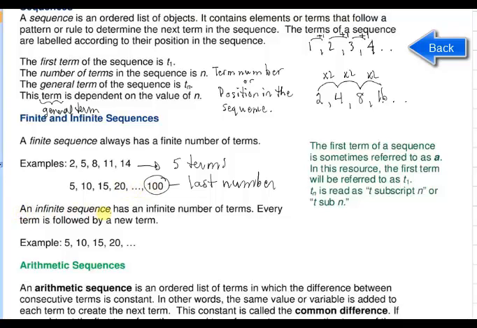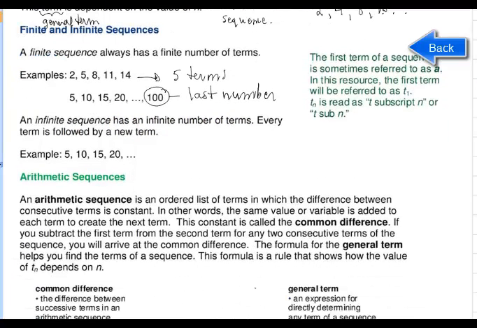An infinite sequence then has an infinite number of terms. So every term is followed by a new term, and there's no end to this one. So the example is 5, 10, 15, 20, dot, dot, dot. So this series of dots shows that the pattern continues forever.